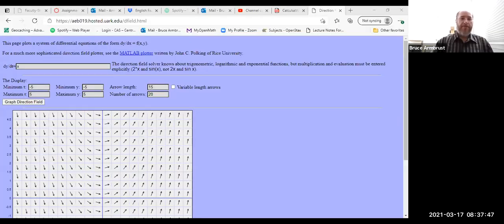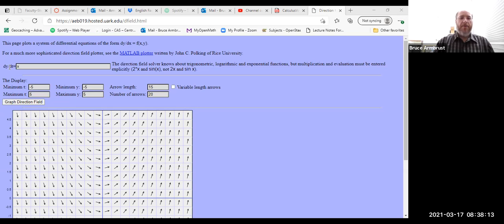The first thing I want to show you is what we call a direction field, and how we can use direction fields to help us out. I'm going to go ahead and share my screen and show you this. I basically just did a Google search for direction field plotter. There's a bunch of these out there, but let me just show you how this works. First of all, you'll notice they write it as dy dt, which is the same thing as dy dx.